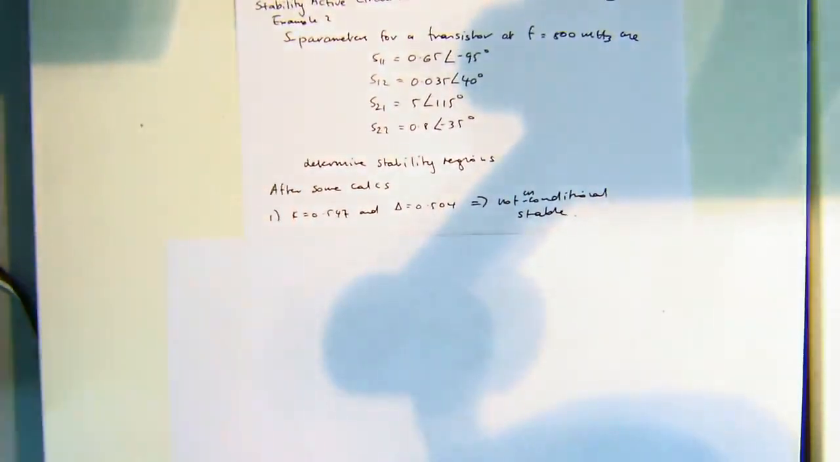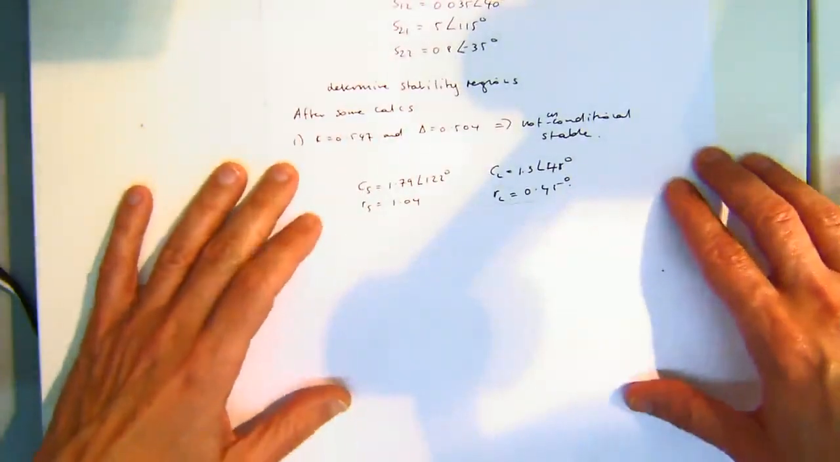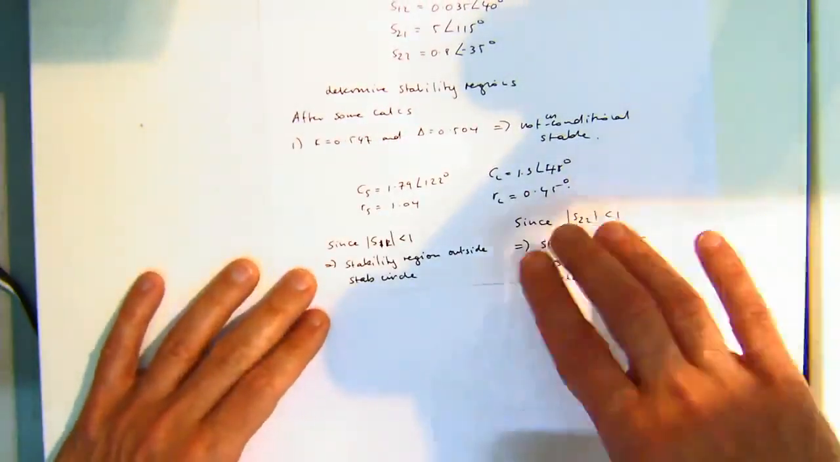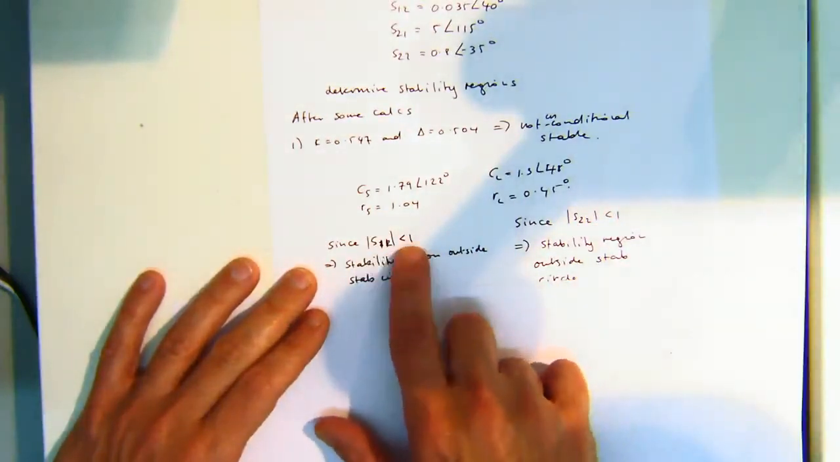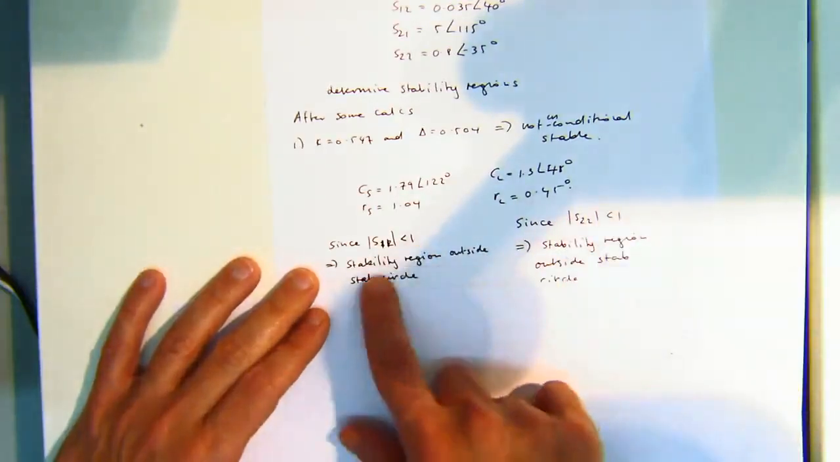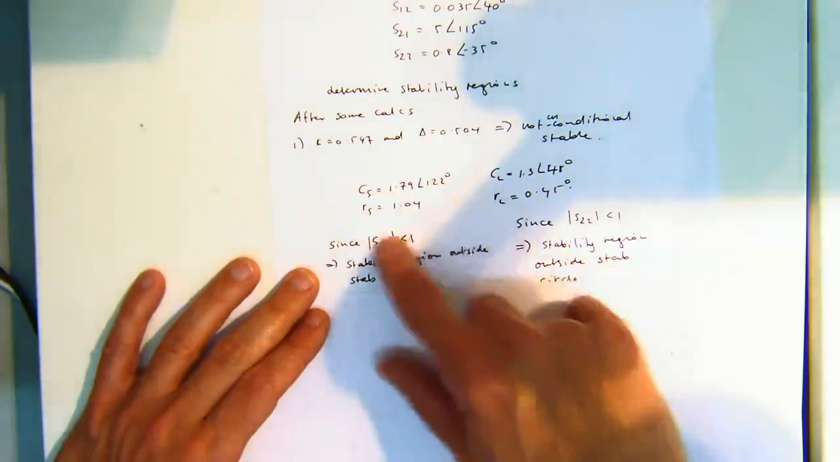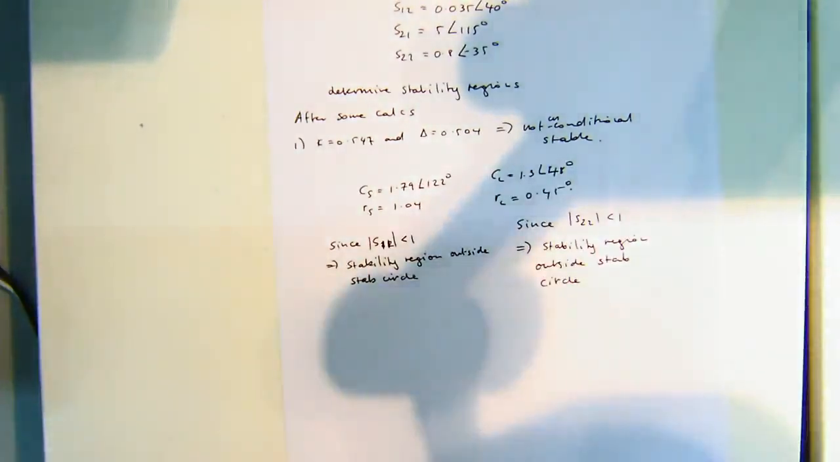What do we have to do next? Right, stability circles. So we have to work out what? CL, RL, CS, RS. Okay. So work it out, and hopefully you don't make the mistakes that I did. Since S11 is less than 1, and it would have been nice if I chose a different example where S11 was greater than 1, the stability region is outside this defined circle. Right, so therefore, how would we draw this?